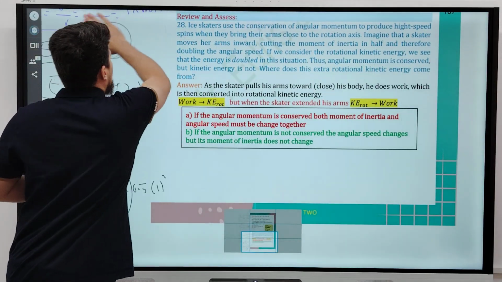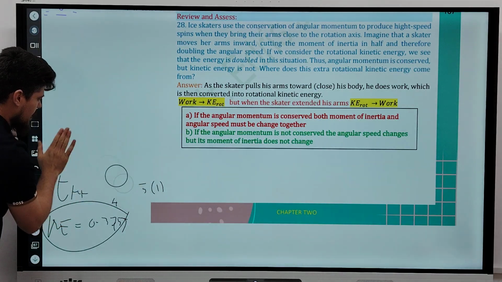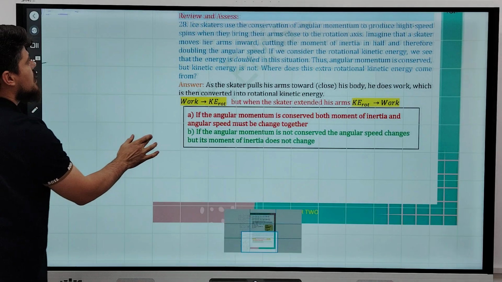Question 28. Look at this question. Very good question, guys. Please pay attention to this question.